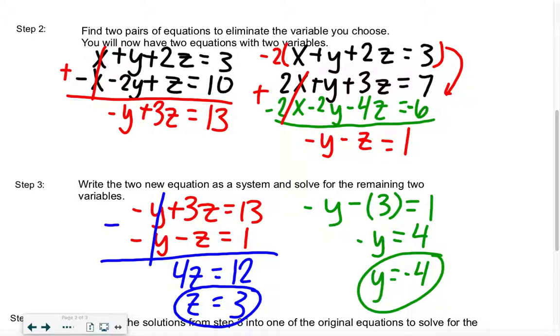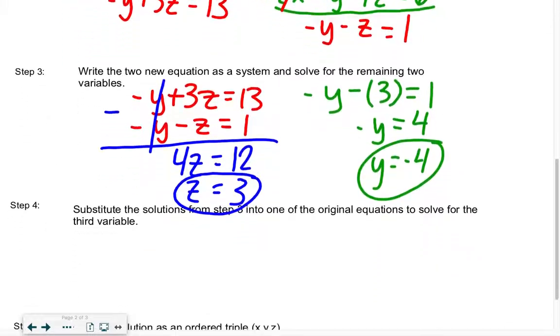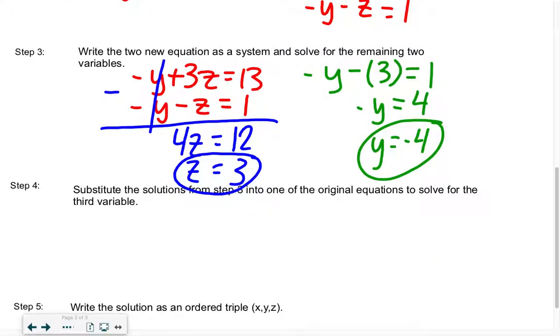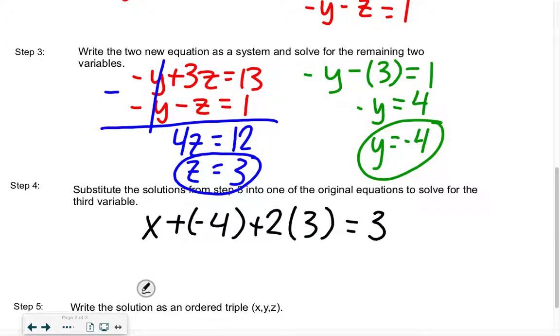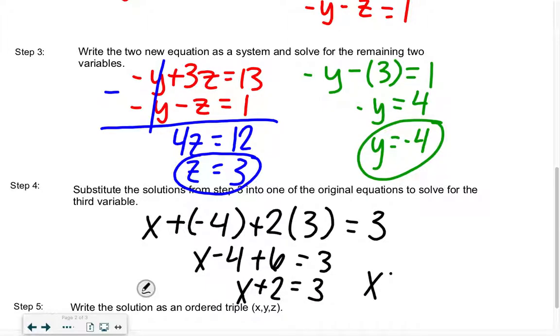Okay. That top equation okay? Okay, let's plug it in there. So I have x, I don't know, right? x plus my y is negative 4 plus 2 times my z is 3, and we want that to equal 3. So rewrite this, simplify. x minus 4 plus 6 equals 3. x plus 2 equals 3. How big is x?